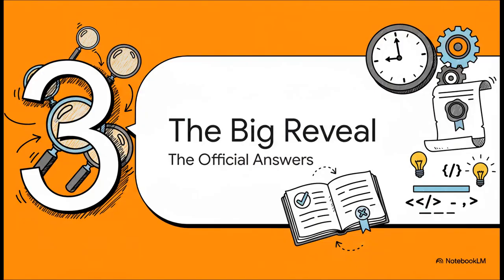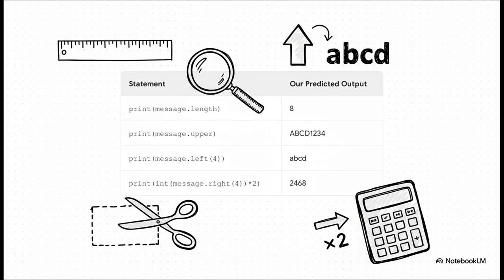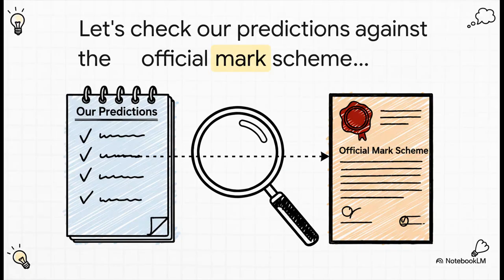Okay, predictions are in. We've worked through each line. Time for the moment of truth. Let's pull up the official mark scheme and see if we hit the bullseye. So, quick recap. The paper already gave us the answer for .length, which was 8. Makes sense, 8 characters. And then our 3 predictions are on the table: ABCD1234, ABCD, and 2468. Fingers crossed. Okay, you ready? Let's see it. This is where that whole one step at a time thing really pays off.